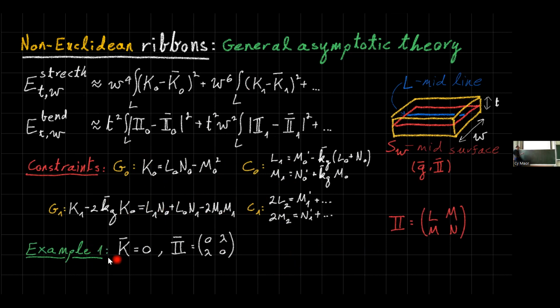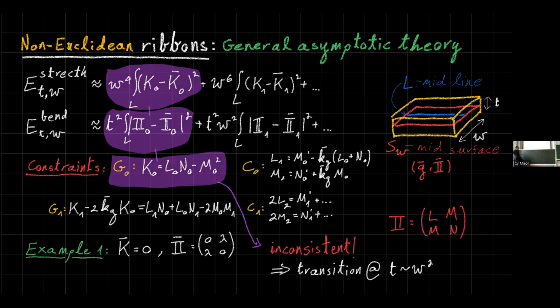So let's go back to our example that we had before, right? The first line in the table of examples. So the analysis that we did was that K0 being 0 is inconsistent with the second fundamental form along the midline being the reference second fundamental form, meaning this. So this term and this term are competing, and then we have a transition T equals W squared, because here we have T to the T squared, and here W to the fourth.